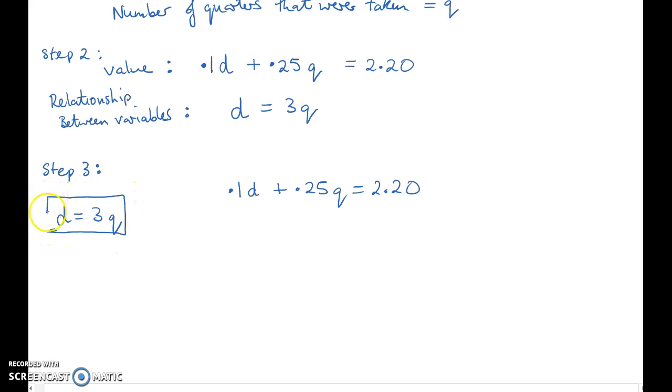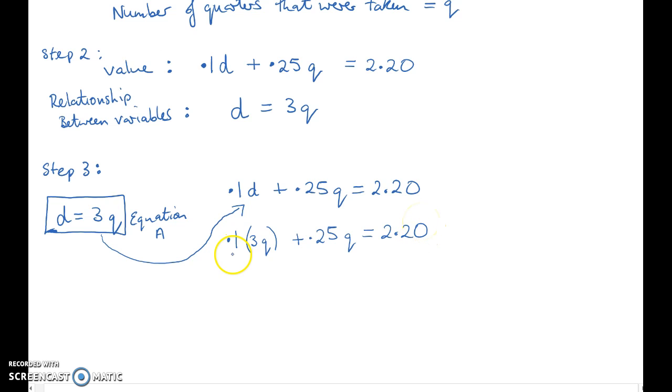We've got one of the variables on its own already, and this is what we call equation A. When we looked at the first example, we called that equation A. And what we do is we take this value for D and plug it into the first equation. So it's going to be 0.1 times 3Q plus 0.25Q is equal to 2.20. Let's just multiply here. 0.1 by 3 is 0.3Q plus 0.25Q is equal to 2.20. And 0.3 plus 0.25 is 0.55Q.